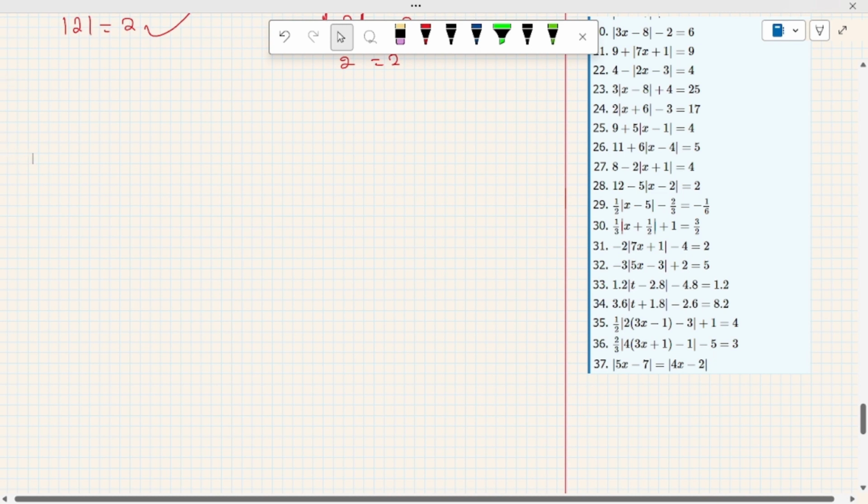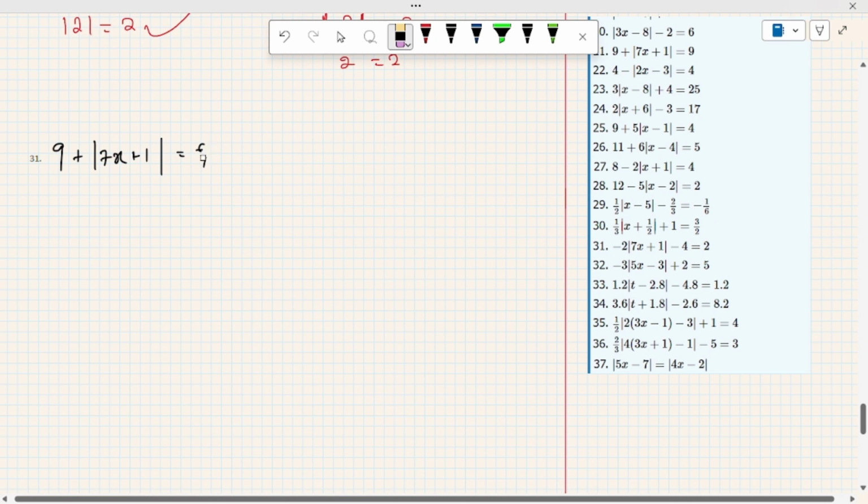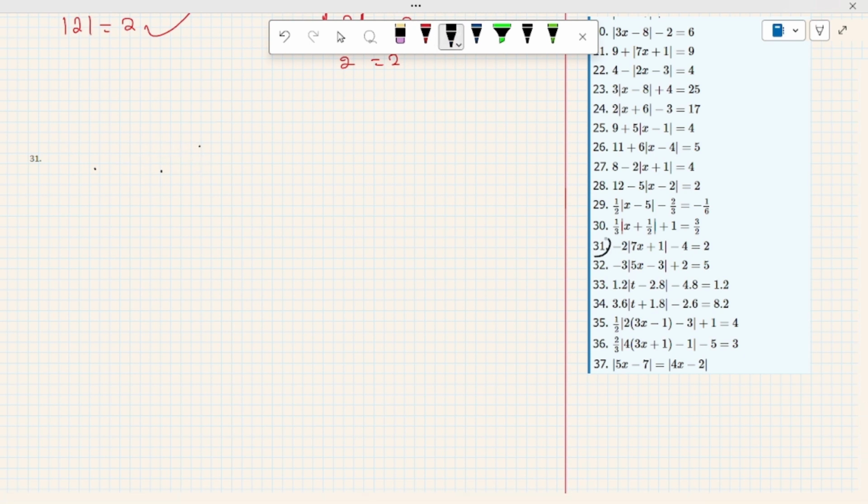Show number 31. Number 31 says 9 plus the absolute value of 7x plus 1 is equal to 9, right? No, that is not number 31. I'm lying. Number 31 is not that. Let's do number 31. Number 31 is this one.